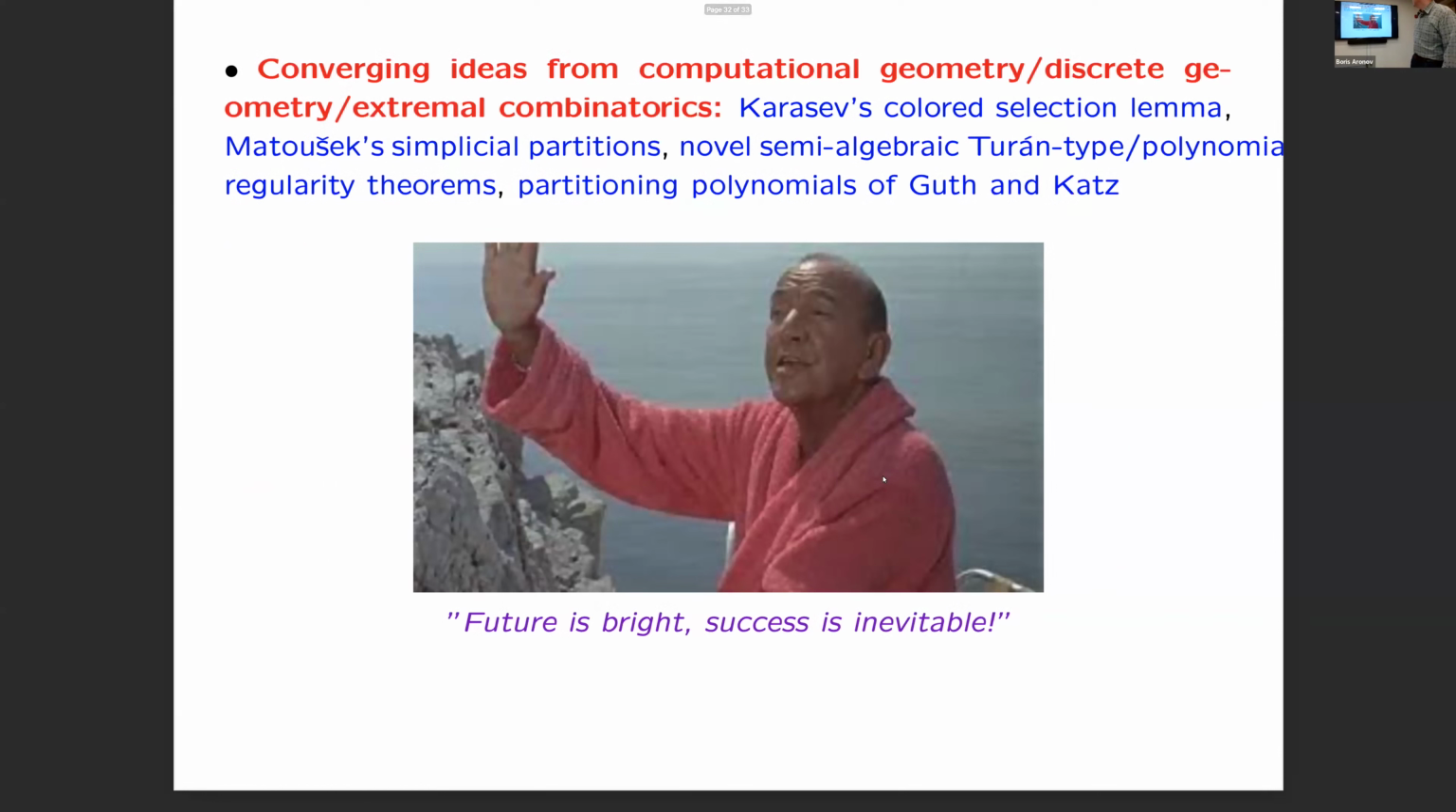And we have a convergence of ideas and tools from several areas of computational discrete geometry, like the colorful selection lemma, Matoušek's simplicial partitions, extremal results for semi-algebraic hypergraphs, and the polynomial partitioning of Guth and Katz, which can be used to obtain such results. And so the conclusion is that the future is bright and success is inevitable.